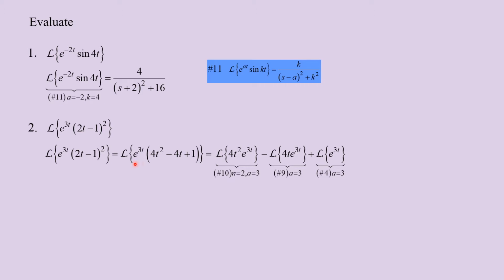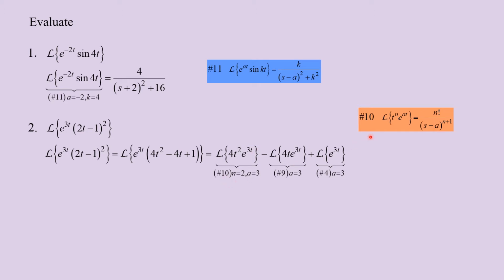The first one will be the Laplace transform of 4t squared multiplied by e to the power of 3t, minus the Laplace transform of 4t multiplied by e to the power of 3t, plus the Laplace transform of 1 multiplied by e to the power of 3t. So there are three Laplace transforms that need to be evaluated. You need to search from the table of Laplace transforms which formula matches the ones stated in this line here. Okay, so for the first one, it seems that we need to apply formula number 10.